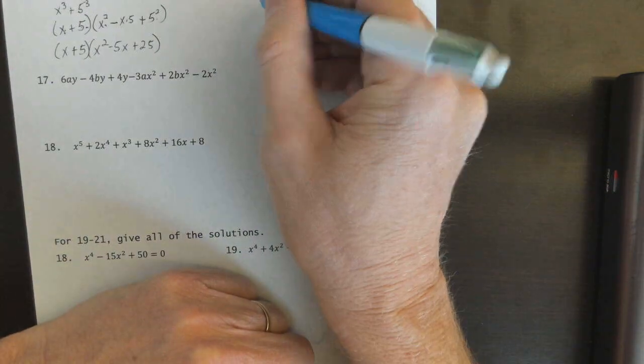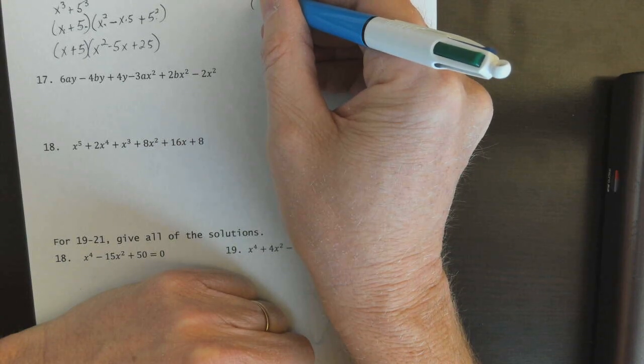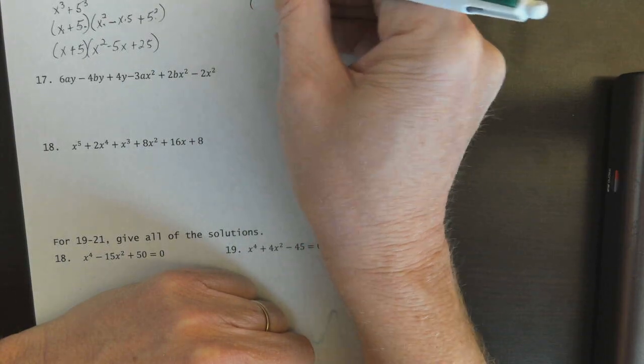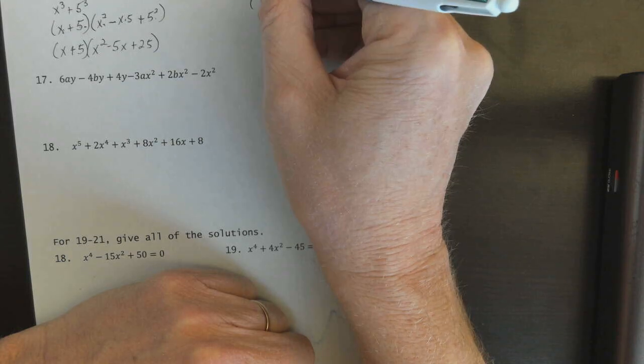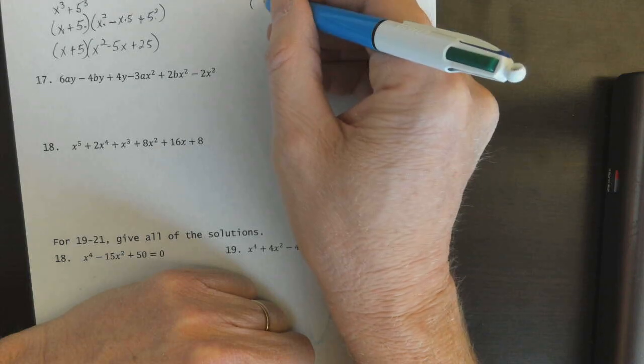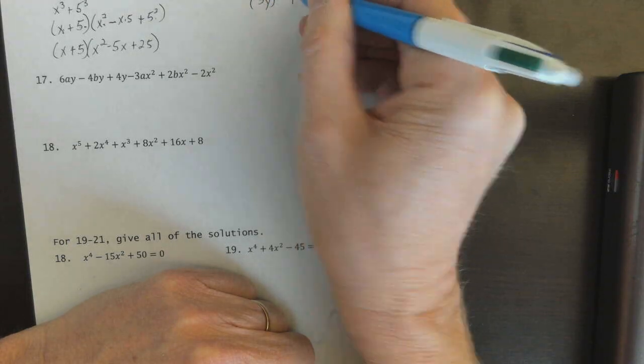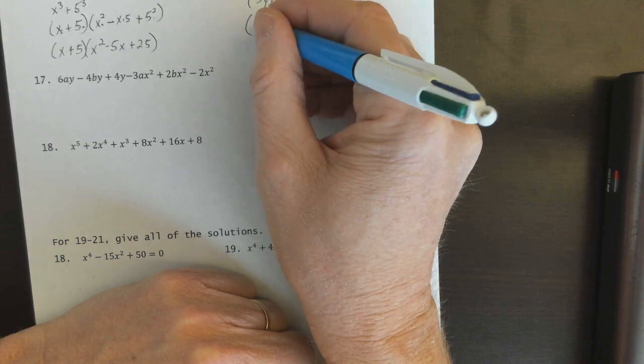Now this one, I'm going to write as 27 is 3 to the third. So that's 3 to the third, y to the third. That is the same as 3y to the third. So 3y to the third minus 1 to the third.